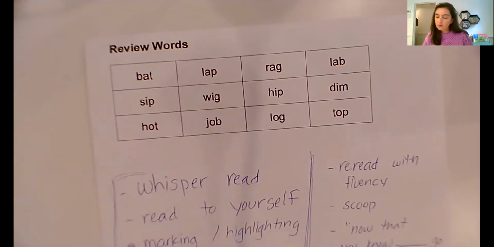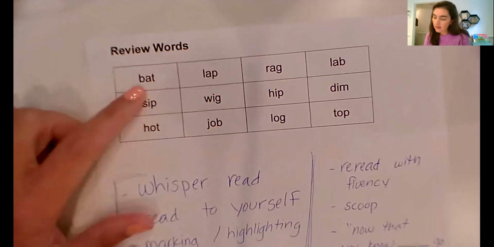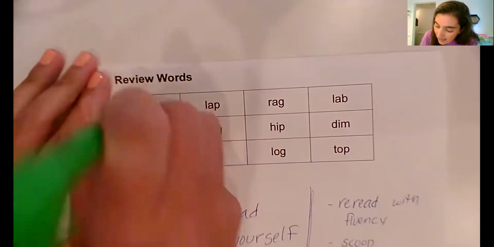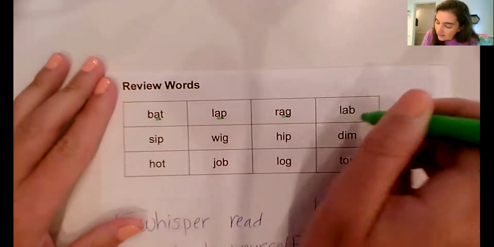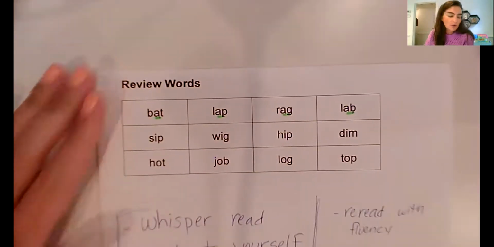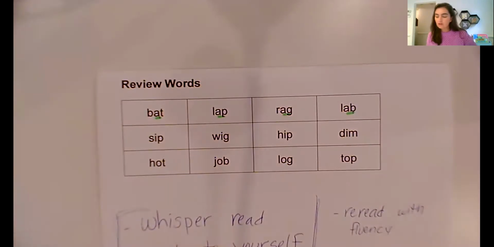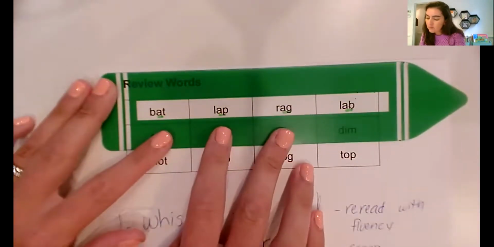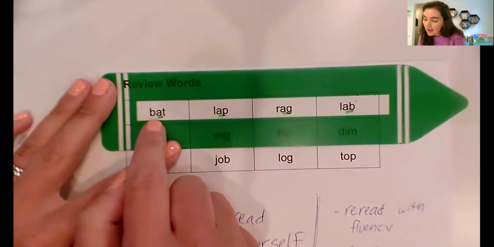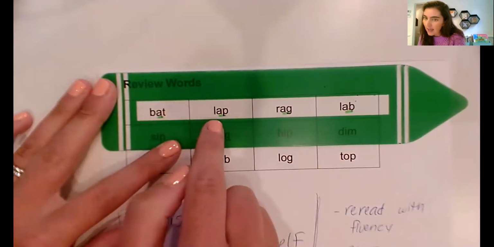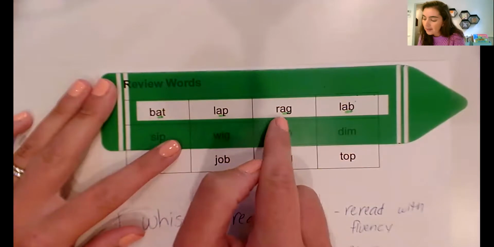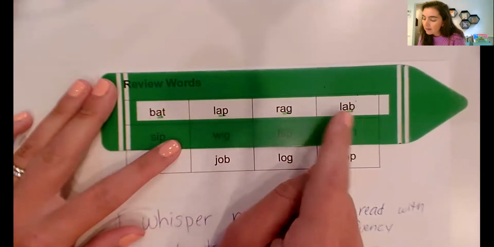All right, so if this is my student, for this particular word list, I would say, why don't you go through and find me the vowels in the first row? What vowel do you see? Okay, so you say it as you highlight. Good job. Now you're ready to read. Get your tracker out and whisper read to yourself.